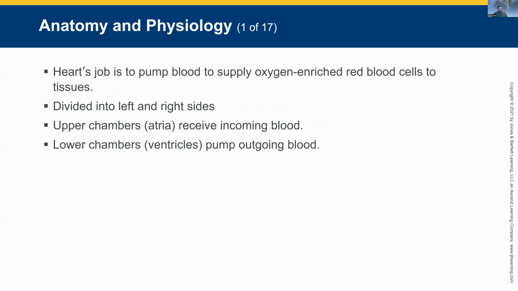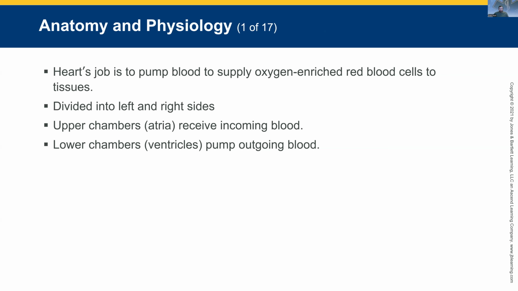So, anatomy and physiology. The heart's job is to pump oxygenated blood to the cells and tissue of the body and then return unoxygenated blood to the heart where we can reoxygenate in the lungs, which we learned about in chapters 11 and 16 on respiratory. The heart's divided down the middle into left and right sides, each with an upper and lower area. So your uppers are your atriums and your ventricles are your lowers.